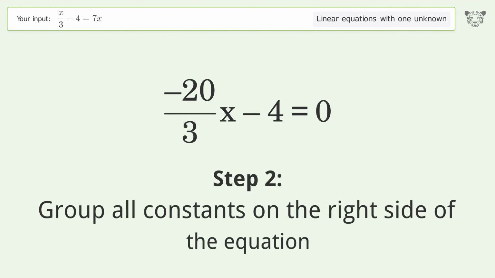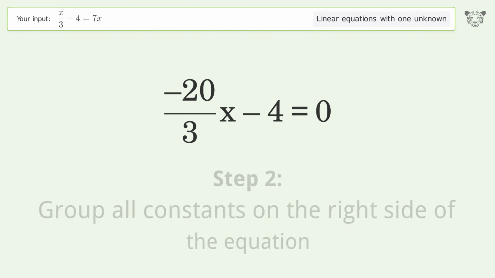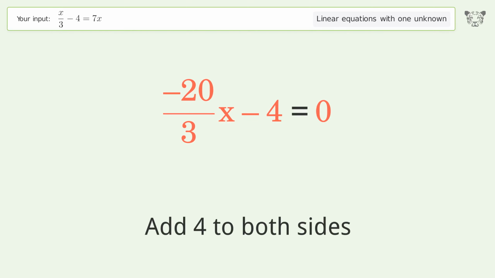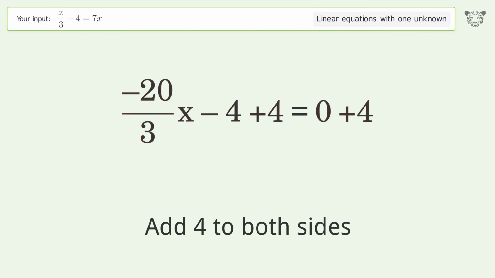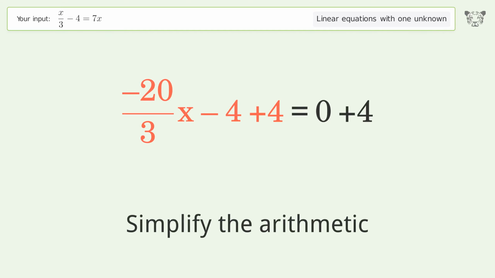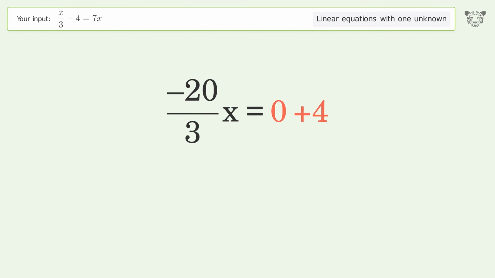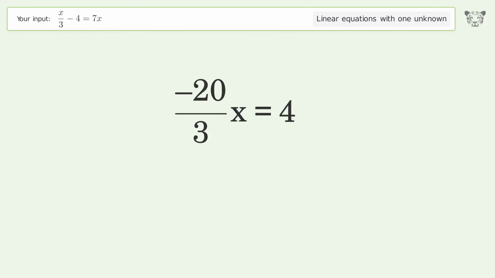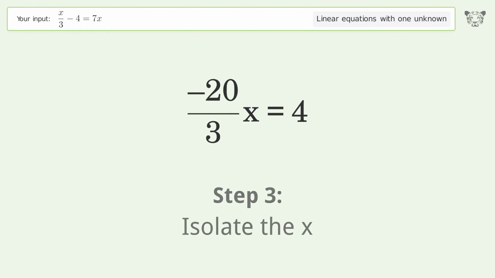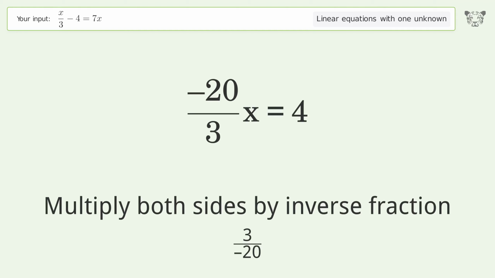Group all constants on the right side of the equation. Add 4 to both sides. Simplify the arithmetic. Isolate the x. Multiply both sides by inverse fraction 3/-20.